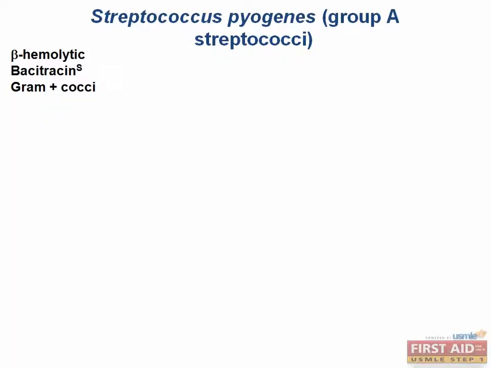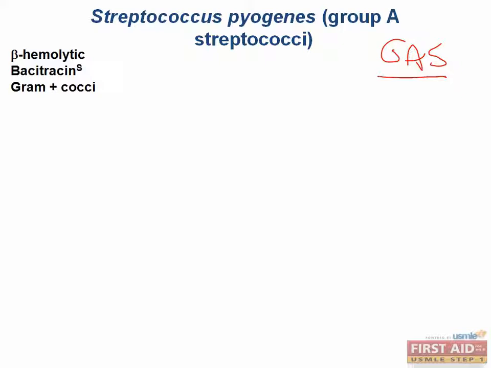Next, we'll talk about strep pyogenes, also known as group A strep, sometimes abbreviated as GAS. Remember, it is a beta-hemolytic, bacitracin-sensitive gram-positive coccus. Do you remember what is the major virulence factor of strep pyogenes? That's right, it is M protein. M protein is antiphagocytic, so it prevents normal phagocytosis.